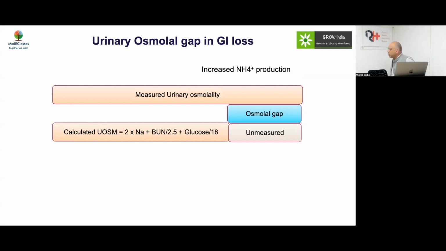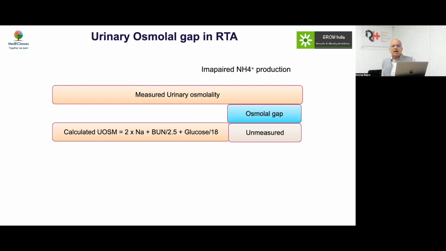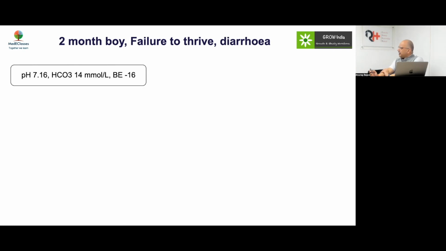So in GI losses, what you find is that your osmolar gap in that scenario will be increased because you're producing more ammonium. It will be more than 400, while in RTA, this is impaired and your osmolar gap will be less. So both urinary anion gap and osmolar gap are two tests which help you distinguish between these two conditions. So we have a 2-month-old boy with failure to thrive and diarrhea.